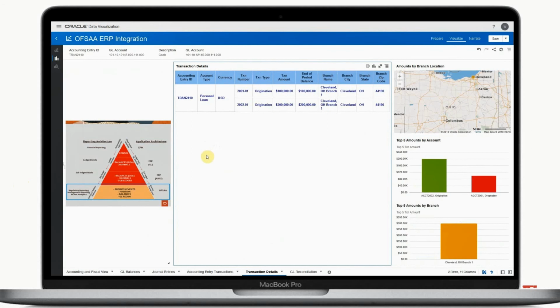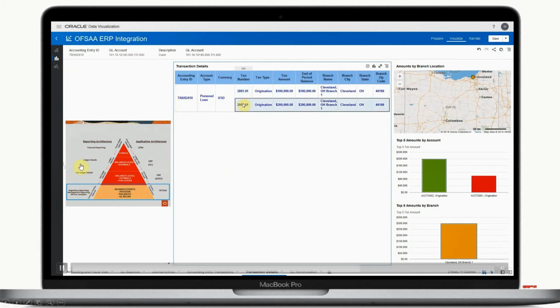Let's move now into the transaction details. That is the most granular level you have available. You will leverage this platform to analyze the transactions by, in this specific case, the branch zip code, for instance, where you have your assigned accounts.